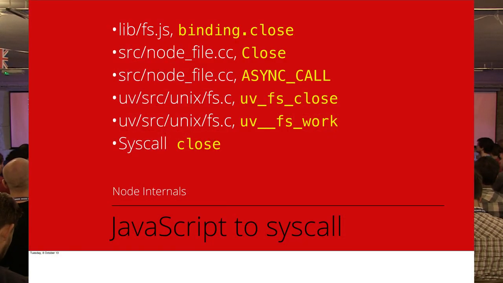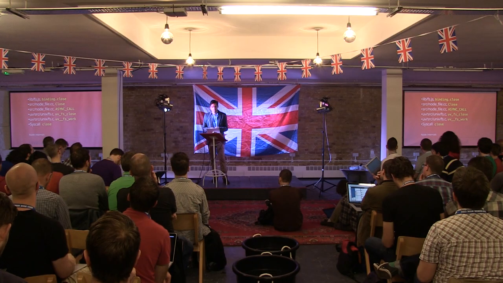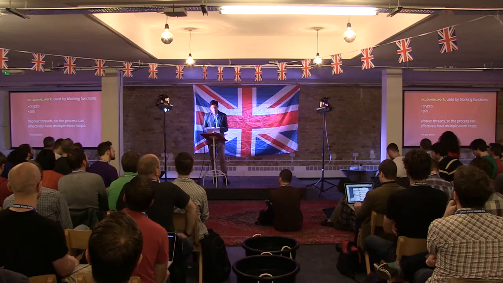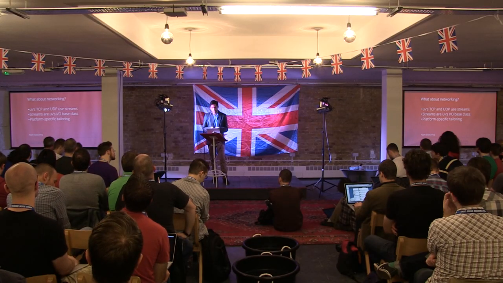So if we just recap on that, it seems more complicated than it is. It's more convoluted than it is, but I think it's quite elegant, really. Libfs.js is your world of JavaScript, and you call this binding, which is a C++ function, which calls a function from UV, which sets up a piece of work to be done on a thread pool, and then eventually we call close. Oops. So what about networking?